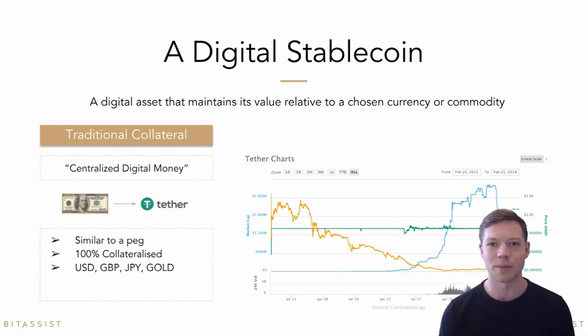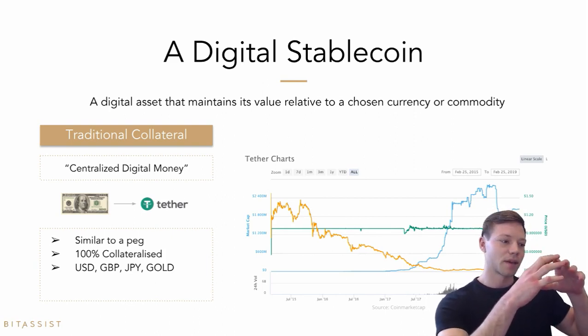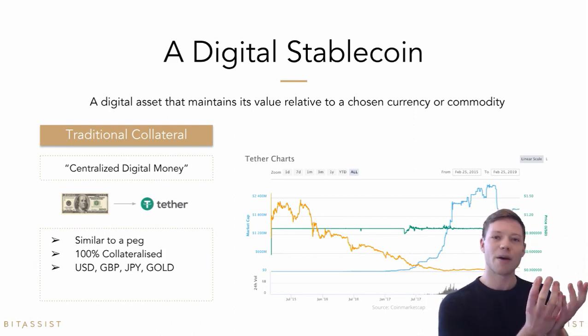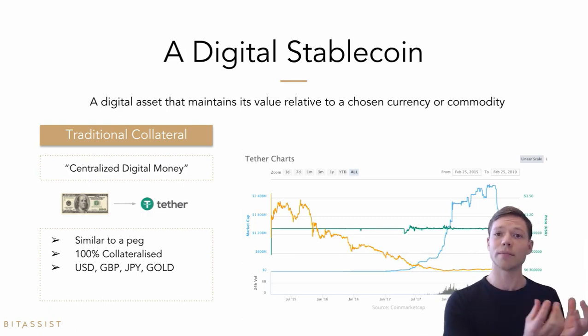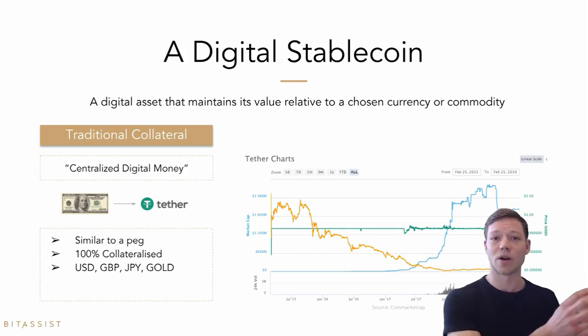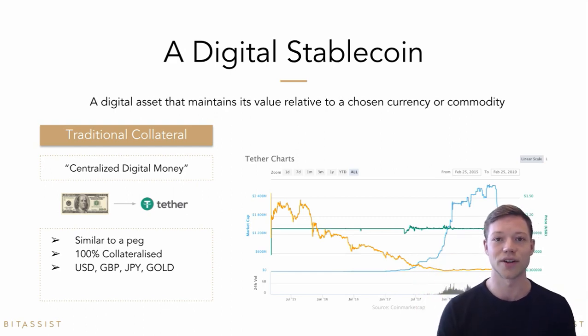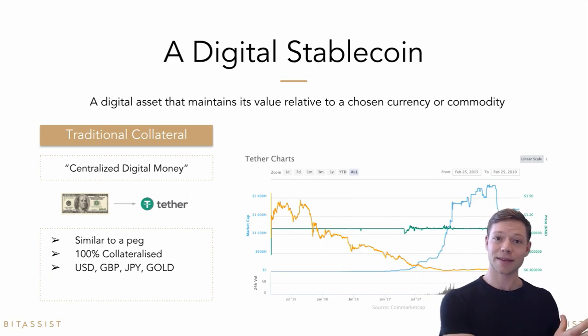What does it mean when we say it's centralized? Well, take an amount of dollars, let's say $100,000, lock them up in a bank, and then for each dollar, you create a digital version of that dollar. So what that means is you need to have a bank in the first place.